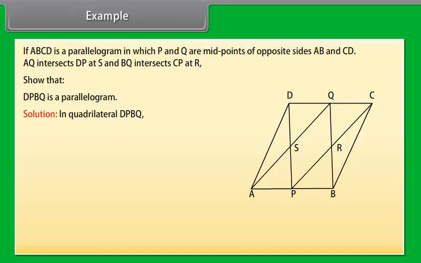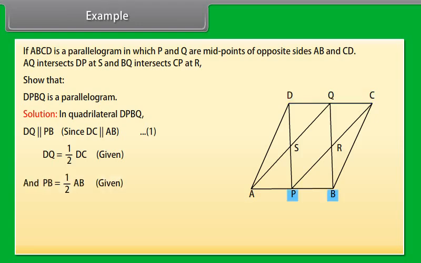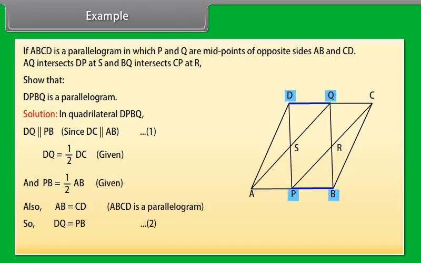Solution. In quadrilateral DPBQ, DQ is parallel to PB since DC is parallel to AB. Mark it as 1. DQ is equal to 1 upon 2 DC, which is given, and PB is equal to 1 upon 2 AB, which is also given. Also, AB is equal to CD because ABCD is a parallelogram. So, DQ is equal to PB. Mark it as 2. Therefore, from 1 and 2, we get DPBQ is a parallelogram.